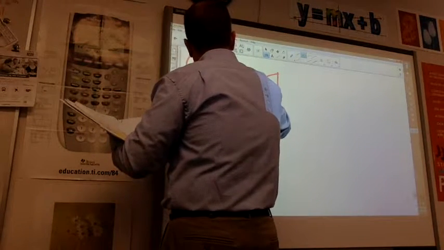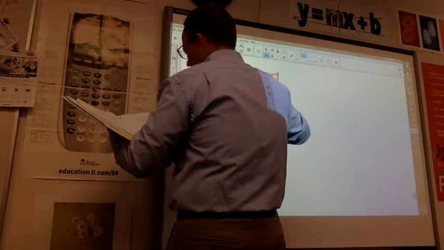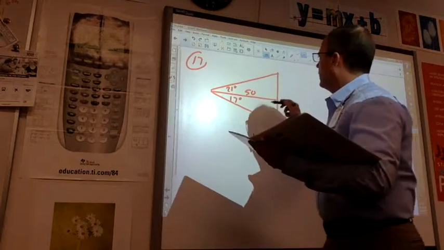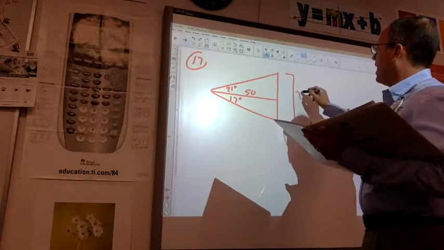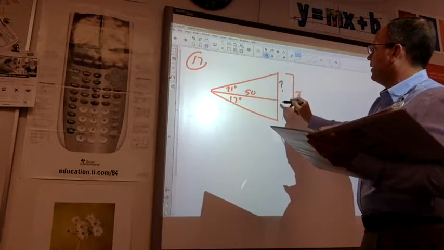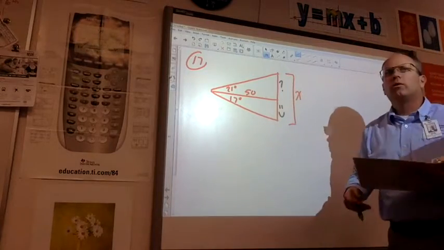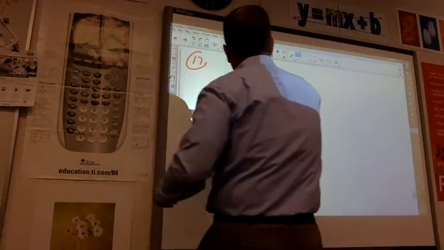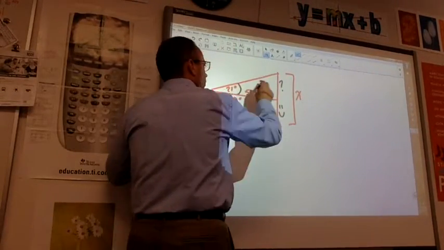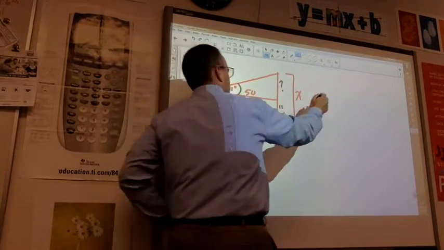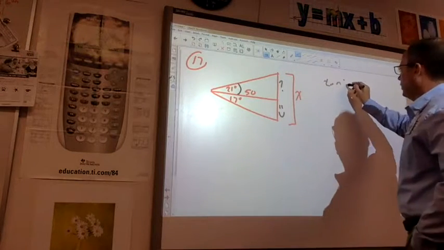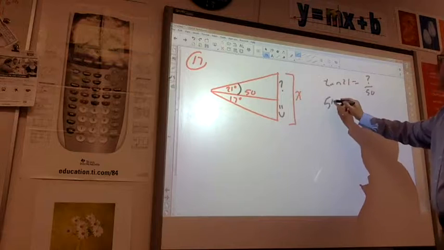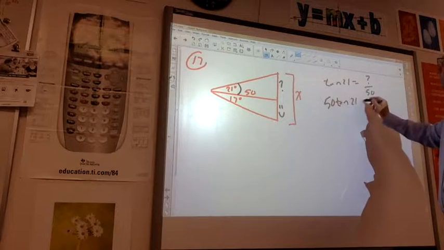So if this is 21 degrees, this is 17 degrees, and we know that the height is 50. If we want to find x, we have to realize I have an unknown and a smiley face unknown. So I'm going to look at both triangles. In relation to this triangle, this is the opposite and the adjacent. So that's tangent. So I get tangent 21 equals question mark over 50. So I get 50 tan 21 equals question mark.